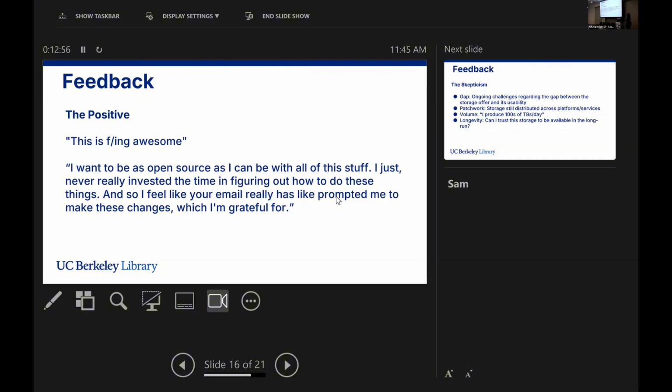We'll just finish up by talking a little bit about the feedback. We've had some positive feedback. Can't really read that first quote aloud, but some really enthusiastic folks who are like, this came at the right moment, this is amazing. The second one as well, someone who wanted to figure out how to do all of this but hasn't been able to invest the time, and the email kind of prompted them to work on this.